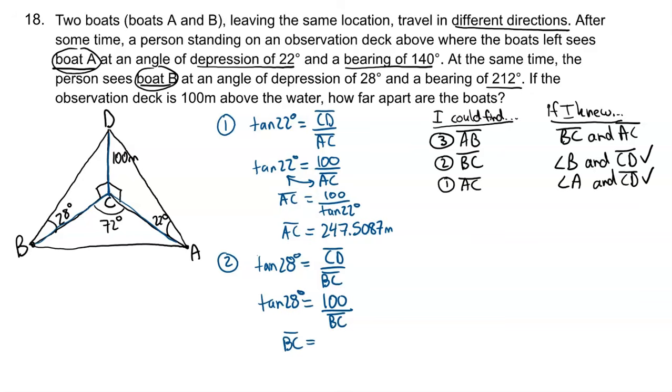And so BC ends up being equal to 100 over tan of 28, which is a value of 188.0726 meters. And so that should make sense that BC is closer than AC because the angle of depression was greater. So now the final step is now bring all this together using the cosine law.